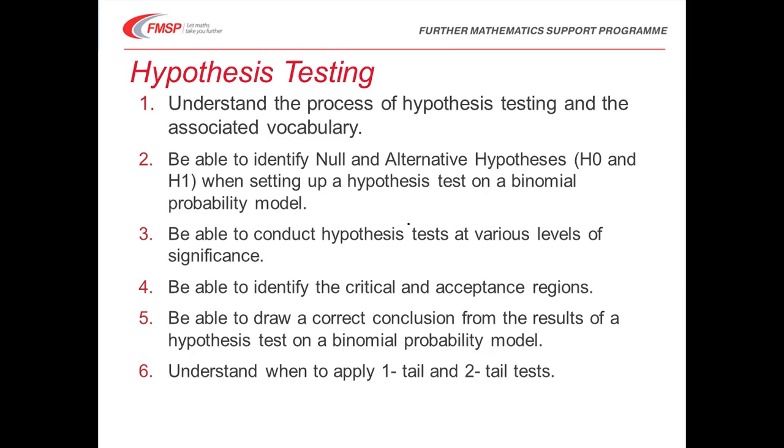You need to understand the process, be able to identify appropriate null and alternative hypotheses. You need to be able to conduct the test at different levels of significance, be able to identify the critical and acceptance regions and draw appropriate conclusions from this. You also need to understand when you want a one-tail test and when you want a two-tail test.